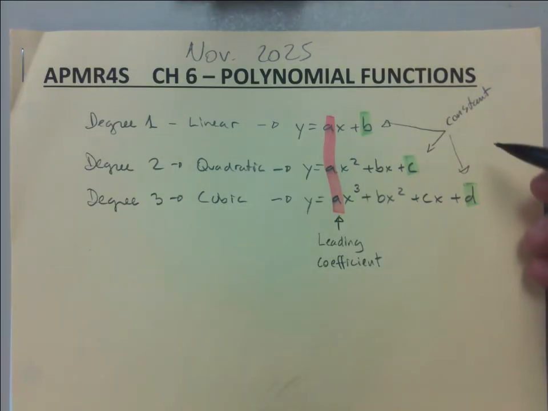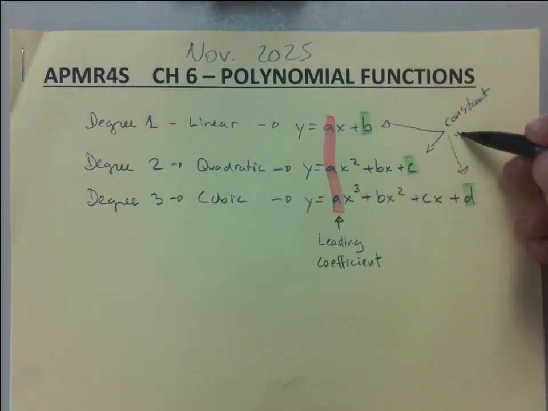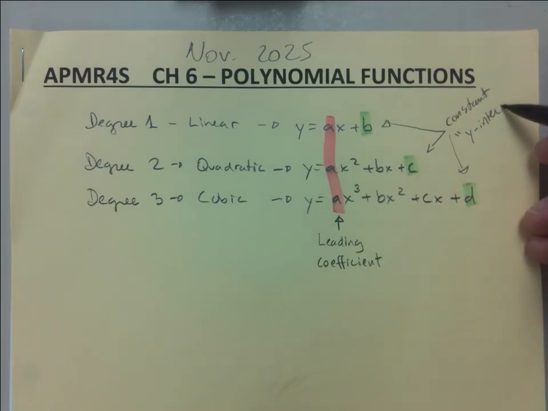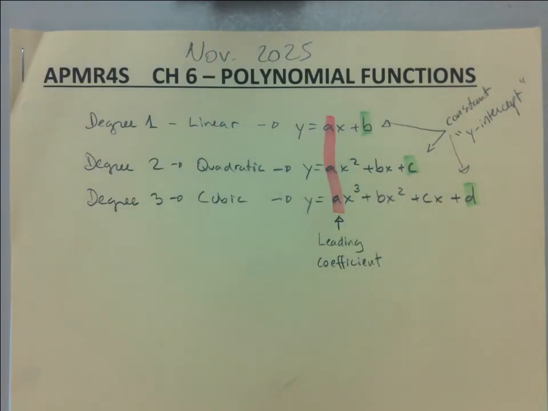Okay? And that's going to give us the y-intercept. What is the y-intercept? It's where the line crosses the y-axis. That's what the y-intercept is. So it's going to actually give us the coordinates of the y-intercept.